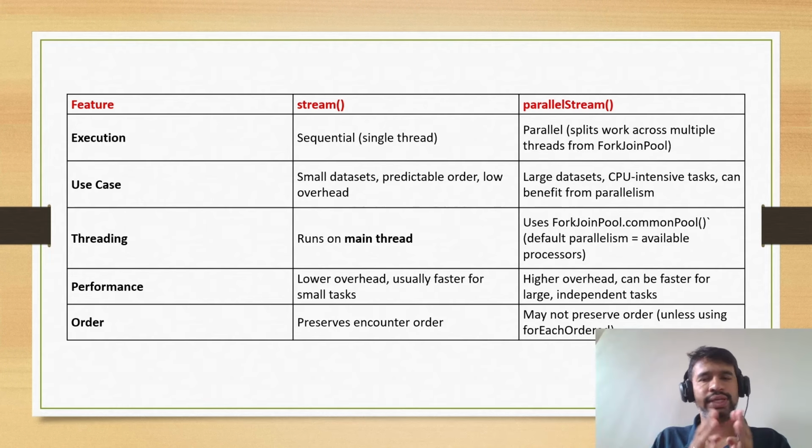Use case wise, streams suit small data sets, while parallel streams suit large data sets and CPU intensive operations. Threading wise, stream uses the main thread, parallel stream uses available processor threads. Performance wise, streams are usually faster for smaller tasks, as there will be overhead in the case of parallel streams, and parallel streams are faster compared to streams for larger datasets. And streams preserve the order, parallel streams will not preserve the order.